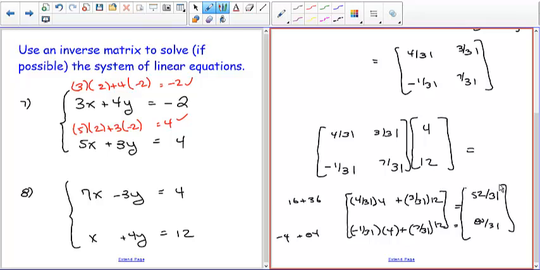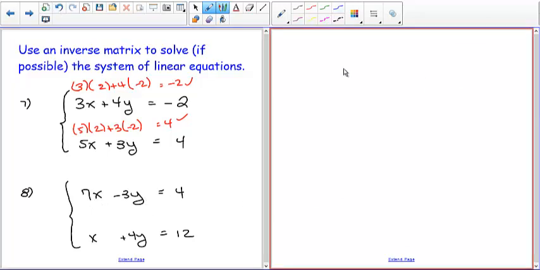Which seems a little odd, but let's just check the answer. I think I may have made this one up. So I'm going to put it on pause, run it through my calculator, and see what the answer is. Okay, so that is the right answer. So that's the solution. If you plug those in here, you'll get the right answer. So let's just do that.